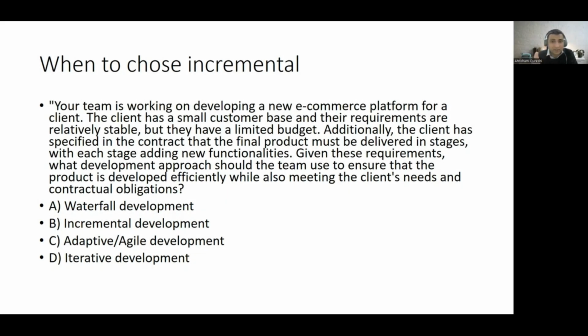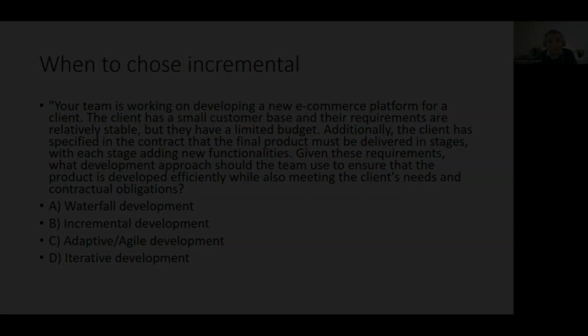Client has a small customer base and the requirements are stable. So which means we are saying that scope is clear. Scope is clear, right? And additionally the client has specified in the contract that the final product must be delivered in stages. Okay, so in agile scope is not clear and multiple stages are required. But in incremental, the scope is clear, but multiple stages are required. That's why it's incremental. I hope it is clear, guys, right?